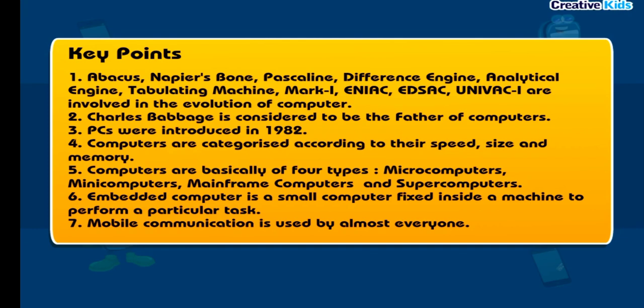Computers are categorized according to their speed, size, and memory. Computers are basically of four types: microcomputers, minicomputers, mainframe computers, and supercomputers. An embedded computer is a small computer fixed inside a machine to perform a particular task. Mobile communication is used by almost everyone.